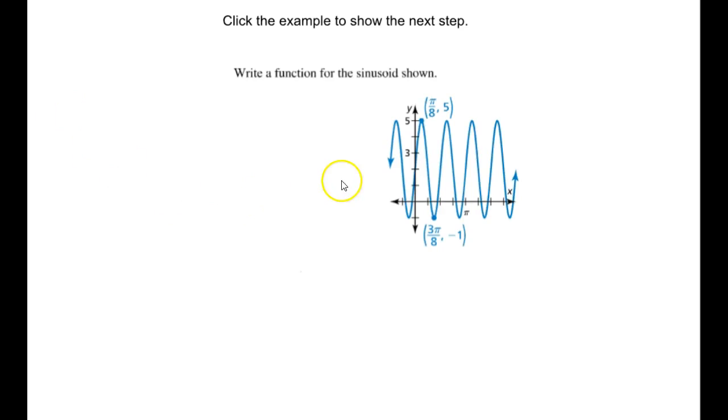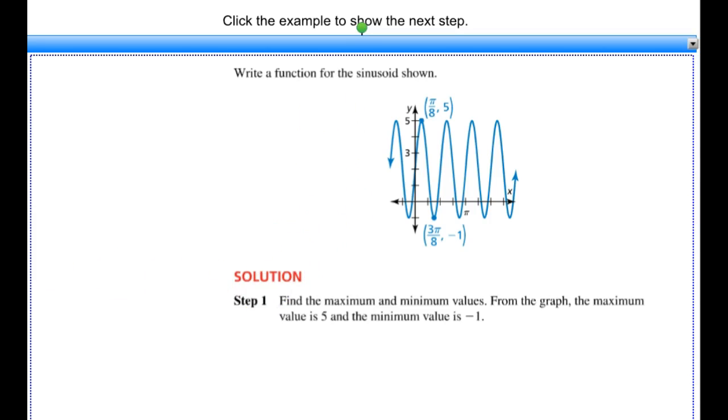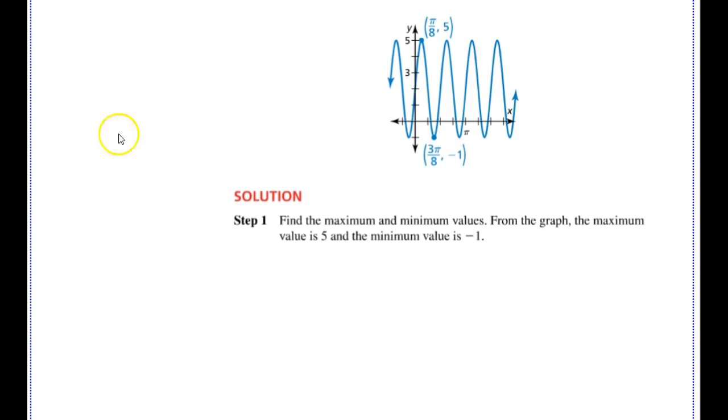So now here I'm given a function with some data points that are labeled, and I'm asked to write the function. So first I want to find the maximum and minimum, which I'm shown here on the graph at pi over 8, comma 5, and 3 pi over 8, negative 1.